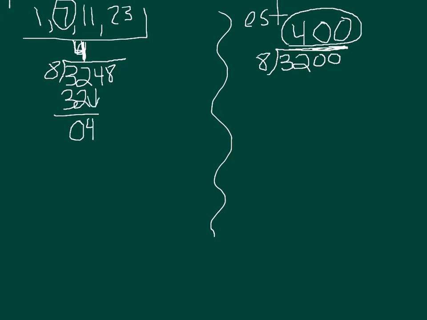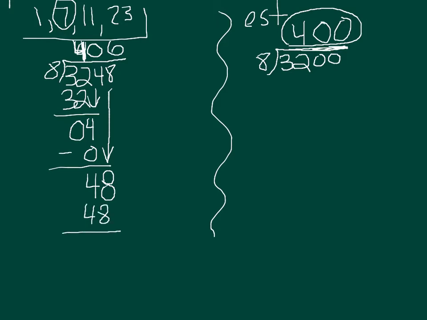Does 8 go into 4? No, it goes in 0 times. So let me put that 0 up there. 0 times 8 is 0. And you're going to subtract that from 4. Then you're going to bring down that 8. And you get 8 down here. Then you're going to ask yourself, how many times does 8 fit into 48? The answer is 6. 6 times 8 is exactly 48. You're going to subtract that and get 0 as your remainder.